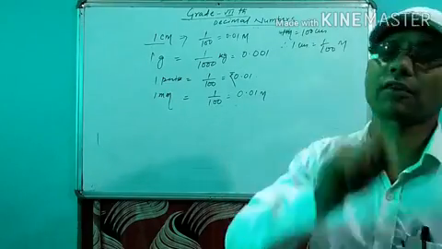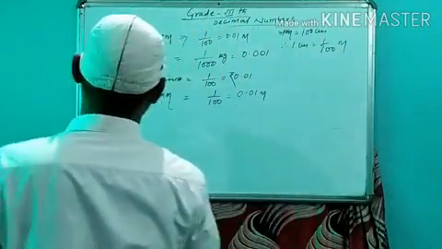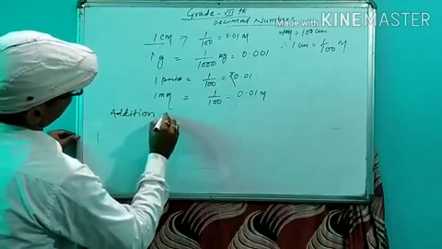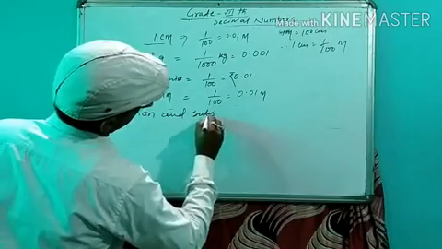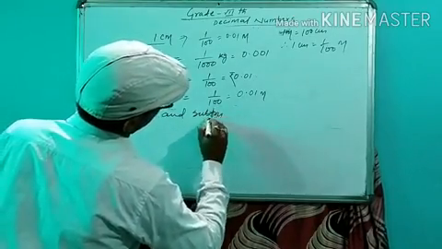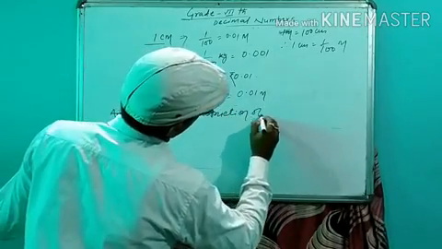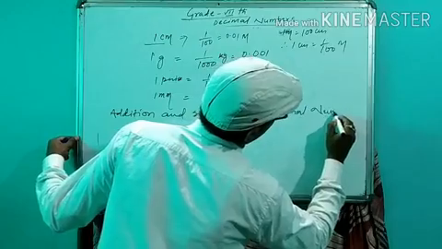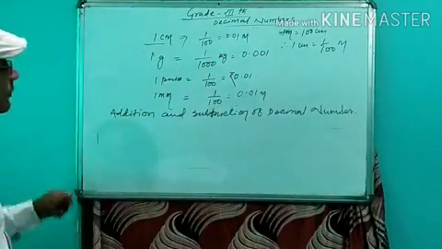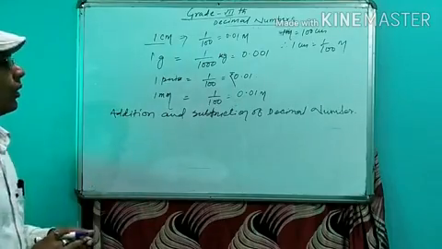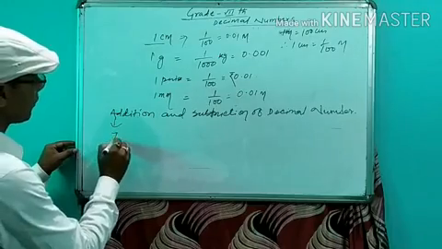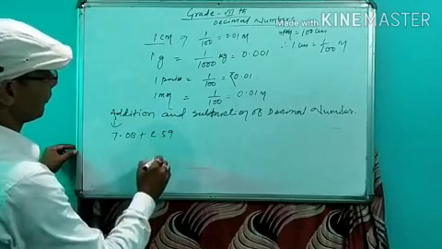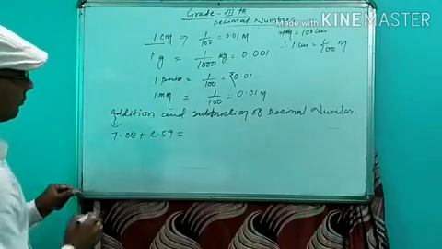Now, addition and subtraction of decimal numbers. The topic is addition and subtraction of decimal numbers. Suppose addition. In the case of addition, suppose here is 7.08 plus 2.59. You can add very clearly.